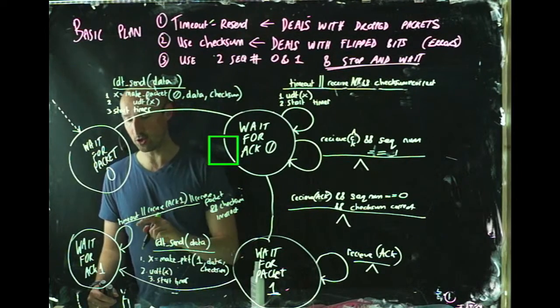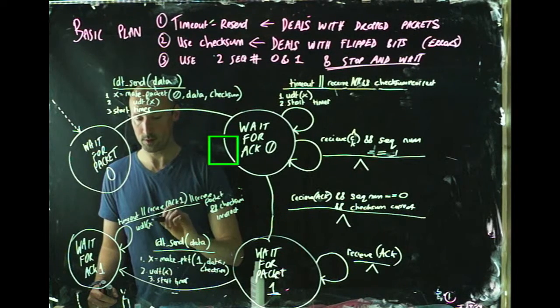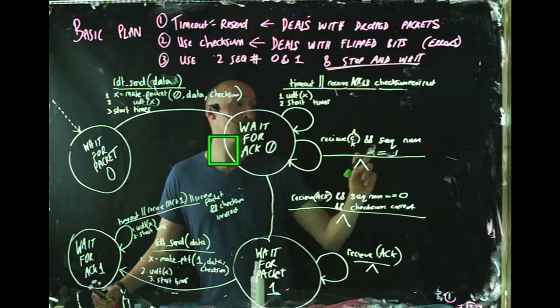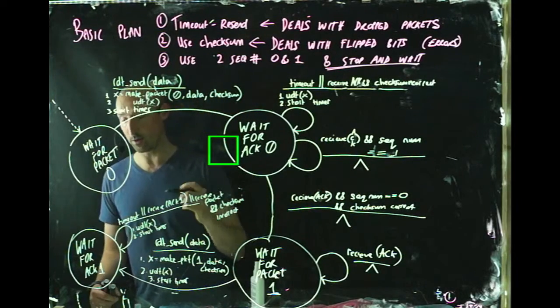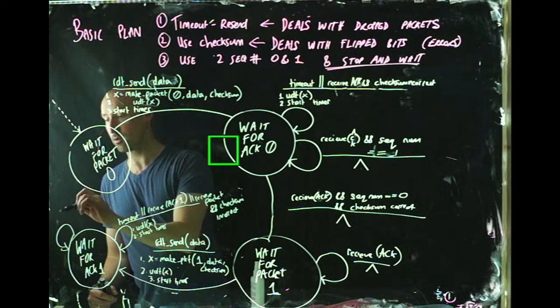And in that case, I resend the packet, and I start the timer again. So 2 things to do there. The other thing that can happen is I receive a packet and it has the incorrect sequence number. And if that happens, I just do nothing.